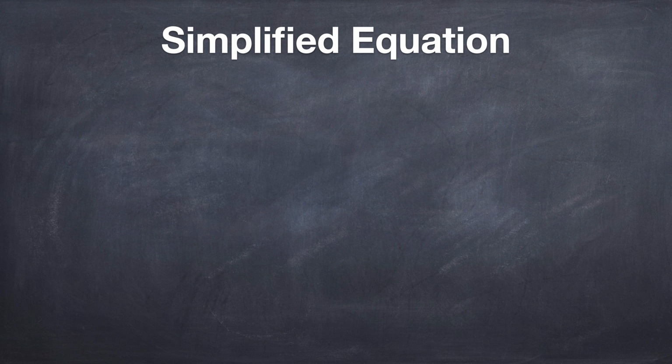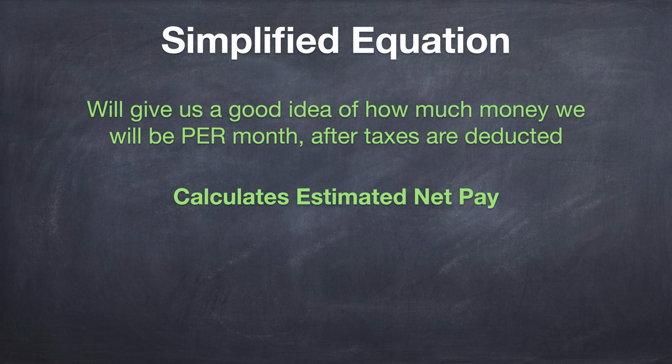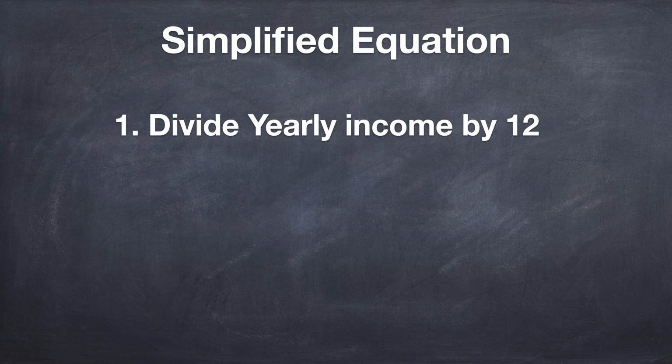So the goal of the simplified equation is to give us a good idea of how much money we will make per month after the taxes are deducted. So again, a good way to summarize that is that this will calculate your estimated net pay. Not exact, but estimated. So let's go into the actual equation. So it's just 2 steps. What you're going to first do is divide your yearly income by 12 because there are 12 months in a year, so that gets it into a per month basis.